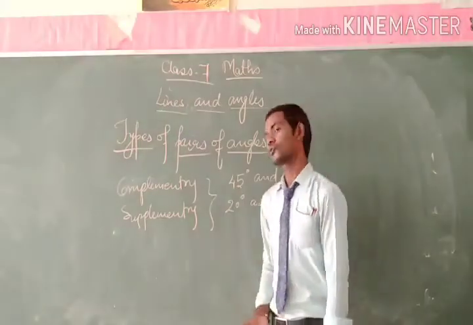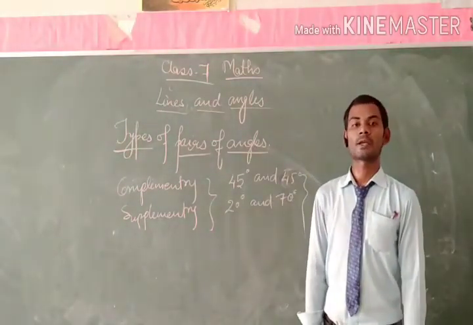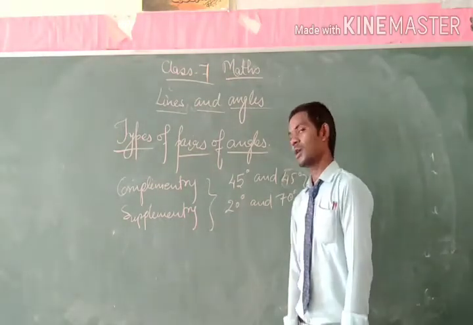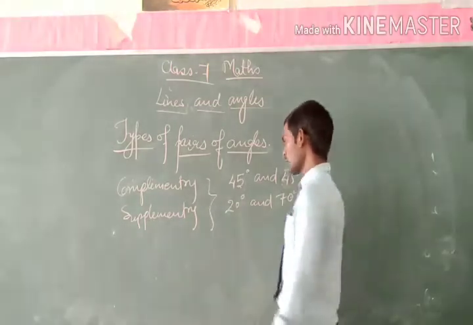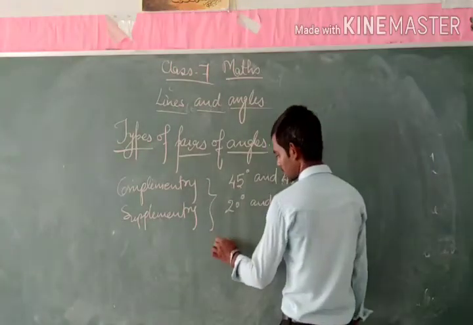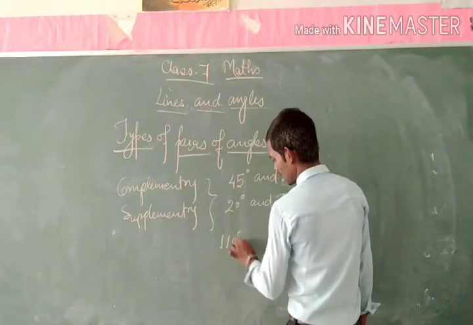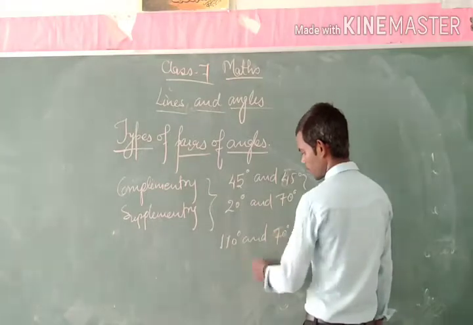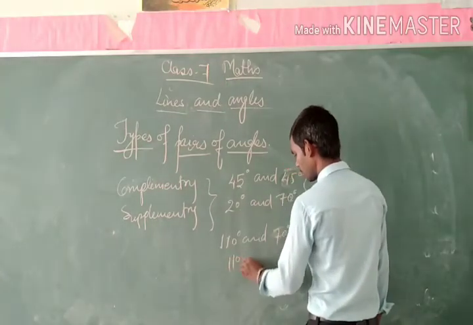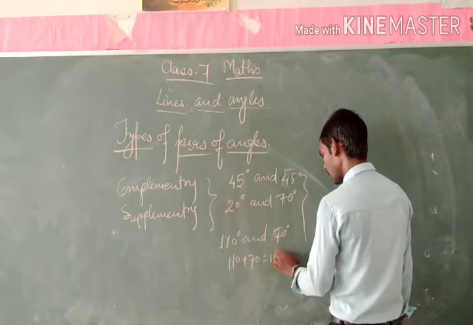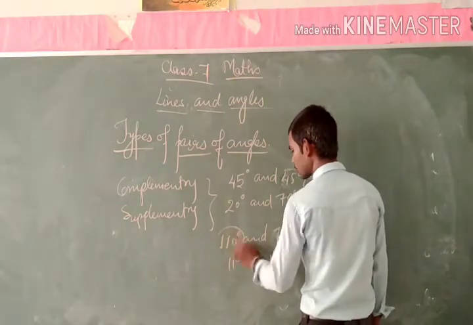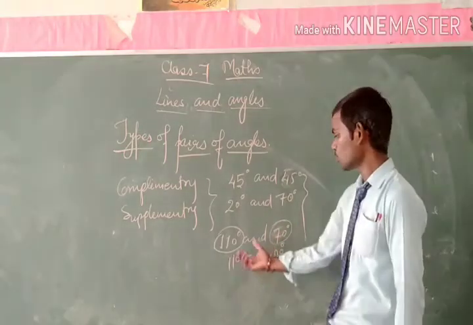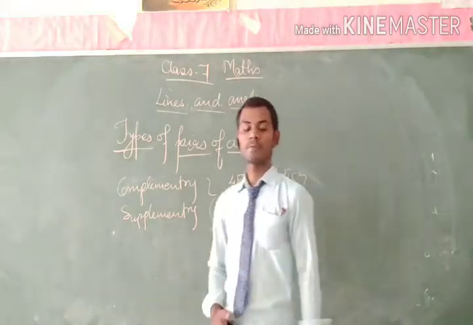And what is a supplementary angle? Two angles are said to be supplementary if the sum of their measures is 180 degrees. Such a pair of angles is known as supplementary angles. For this, if we have two angle measures, suppose 110 degrees and 70 degrees, then their sum is 110 plus 70 equal to 180 degrees. That means the two angles of 110 and 70 degrees are supplementary angles.